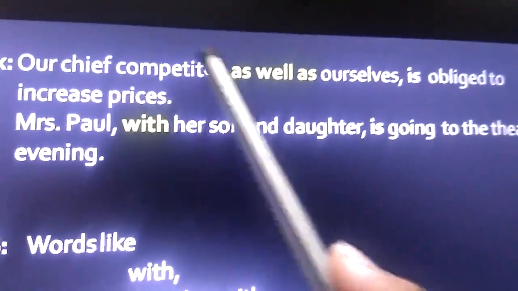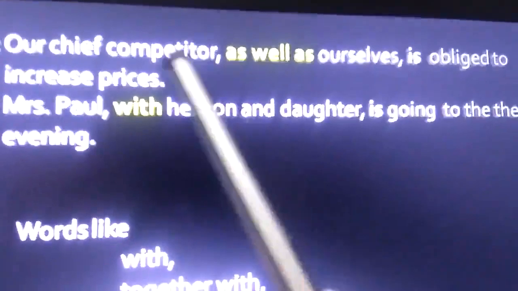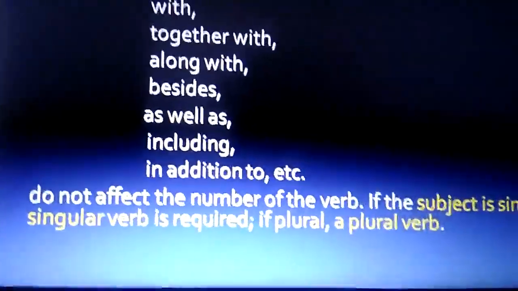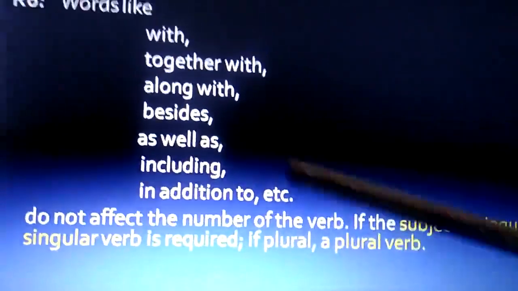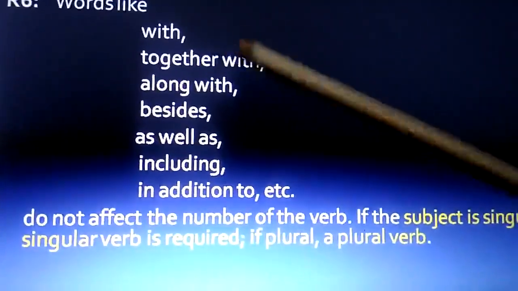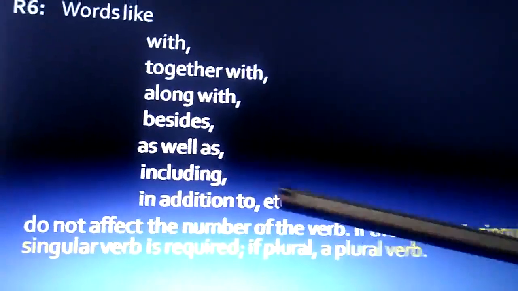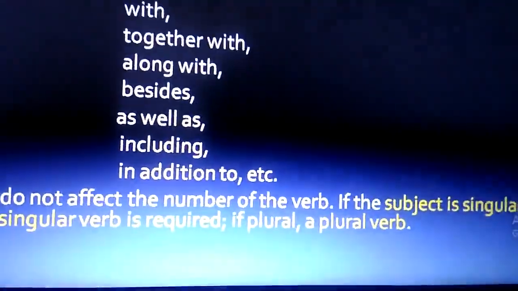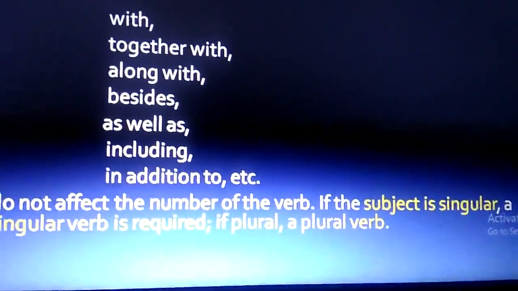Here, competitor is the true subject, and in this sentence Paul is the true subject, and this subject is a singular noun, so we are using singular verbs here. This is the main thing that you have to focus on. When we see the rule, these words or phrases used in a sentence do not affect the number of the verb. The additional information which we connect to the main sentence by using these connectives won't bring any change in the form of the verb. That means if the subject of the sentence is singular, then the verb also will be singular. If the subject of the sentence is plural, then the verb will be plural.